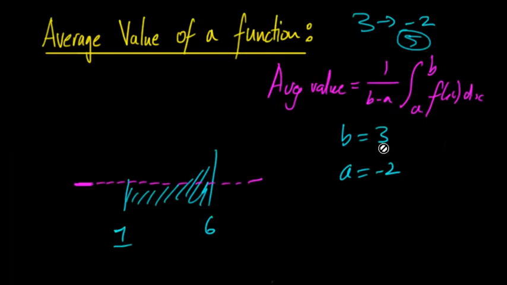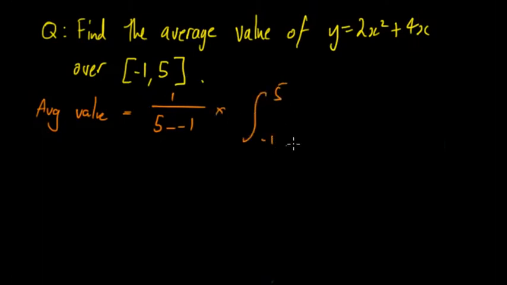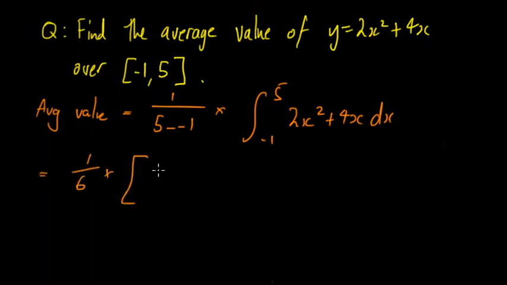Using this formula, so make sure you've got that written down, we'll go over two different questions. Find the average value of y equals 2x squared plus 4x over negative 1 to 5. Applying the formula, that's going to be 1 over 6, since that's how many values are in between, times the definite integral from negative 1 to 5 of 2x squared plus 4x, anti-differentiating with respect to dx. So that equals 1 over 6 times (2 over 3 x cubed plus 2x squared) from negative 1 to 5.